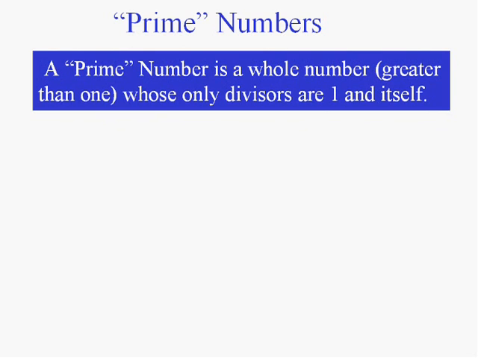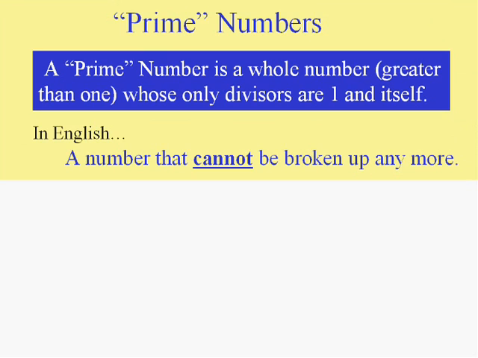Now I want to show you a method that'll always work to simplify fractions. But before I do that, I need to define a couple words. Prime numbers are whole numbers greater than 1, we don't include 1, whose only divisors are 1 and itself. In other words, they can't be broken up. Cannot be broken up anymore.